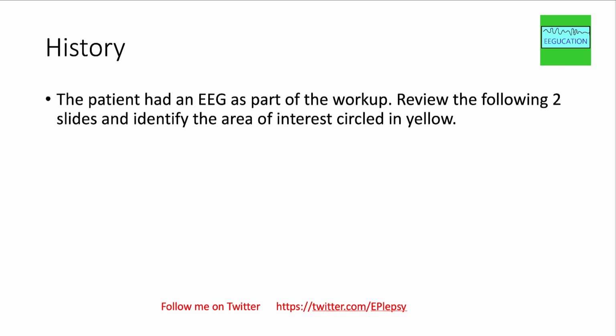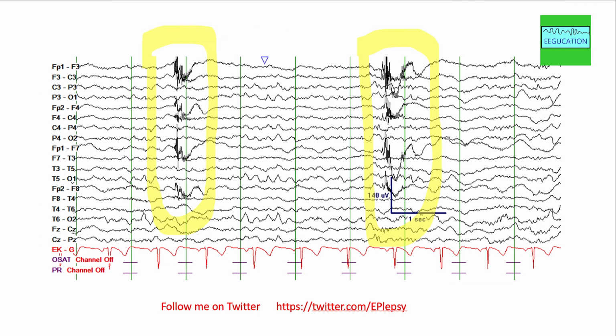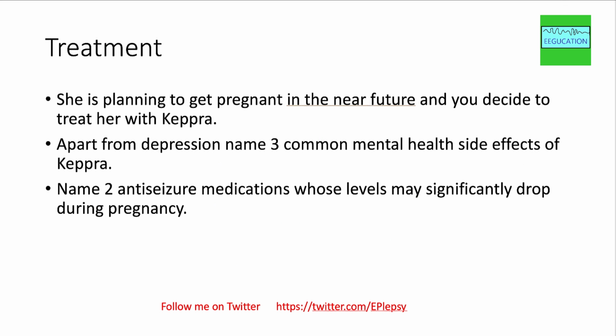Going to the EEG findings, this is a nice sharp wave or an epileptiform discharge seen in the right temporal head region with extension into the right parasagittal head region. The next slide only shows you artifact. So this is basically eye blink artifact with superimposed muscle artifact.